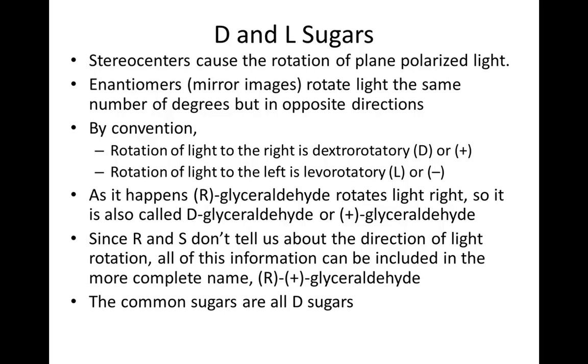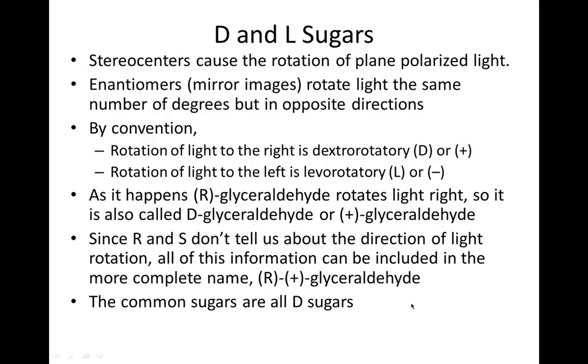And so we could also call it D-glyceraldehyde because it's rotating the light to the right, or use the plus sign for it. And since the nomenclature R doesn't intrinsically tell us which direction the light is rotated, if we wanted a really complete name that tells us both how to draw it as well as how it rotates the light, we can put the R and the plus sign out in front of the name, and that would tell us both pieces of information.